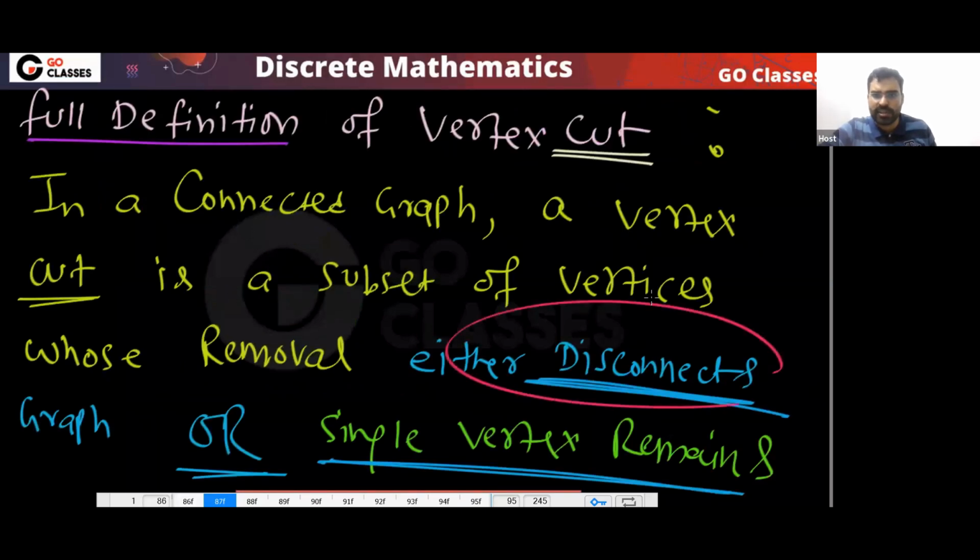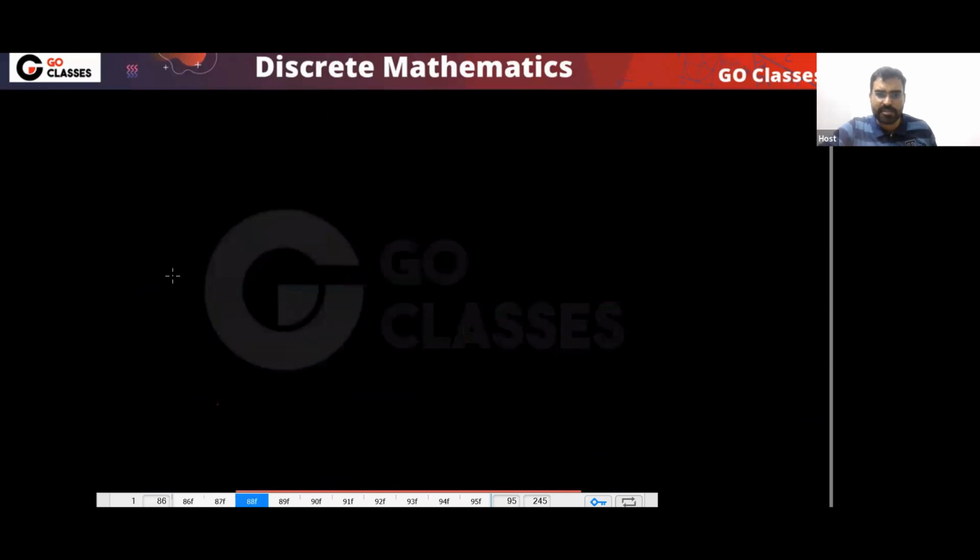So this is the full definition, meaning either you disconnect the graph or a single vertex remains. Tell me, for K6, what will be the kappa? The kappa will be 5. Very good. Now let's see one more very interesting thing.